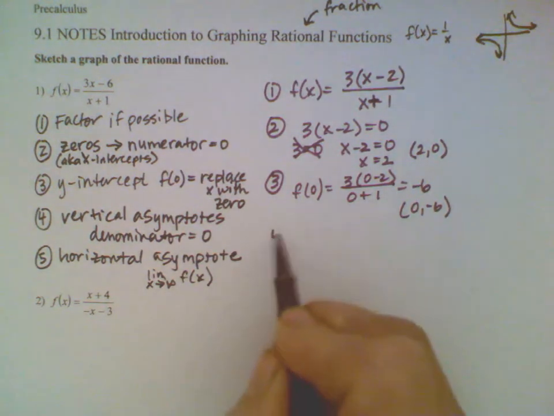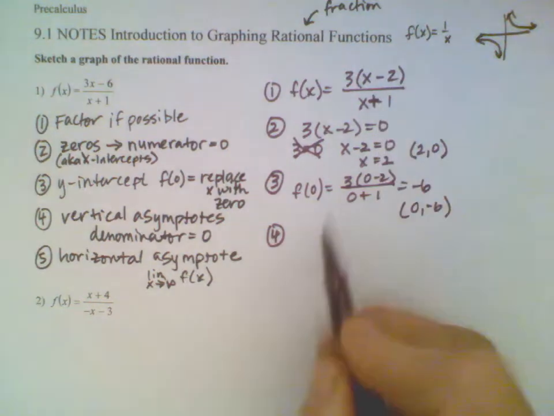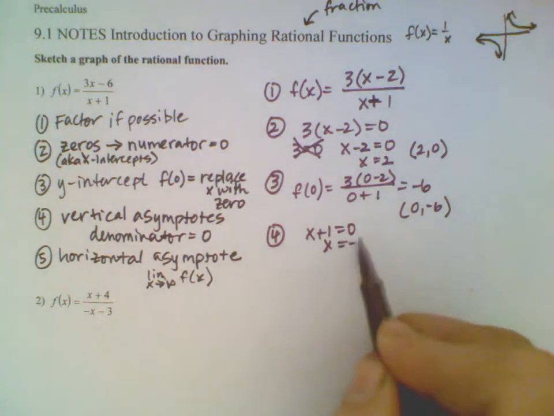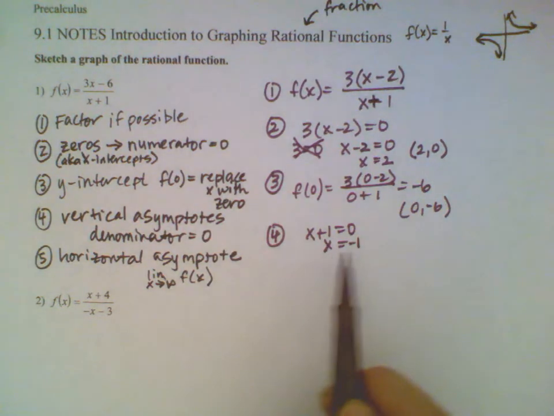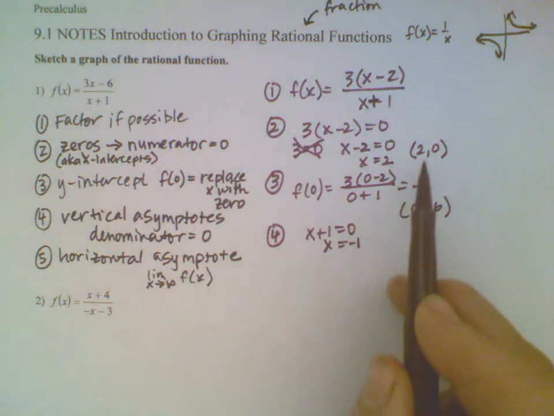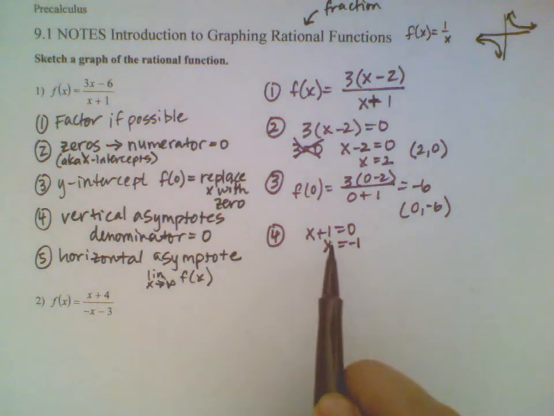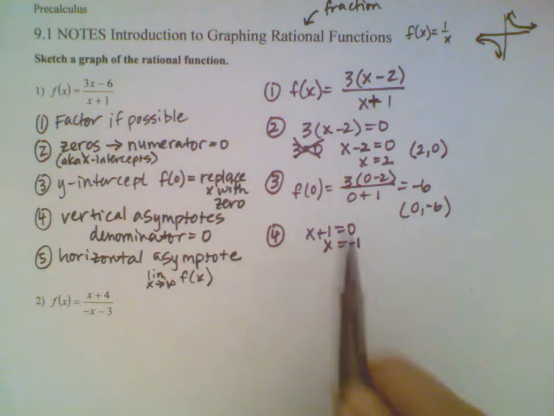I do my vertical asymptote next. That's the denominator equals 0, x plus 1 equals 0. So that's at x equals negative 1. I'm going to write it as a line, not as a point, where the intercepts are written as points. The asymptotes are written as lines. So I'm going to write that as a line.